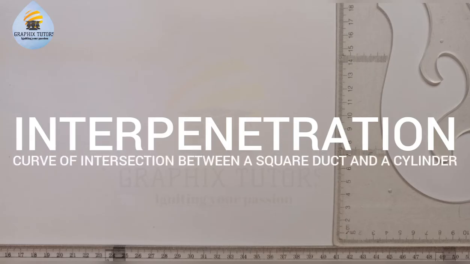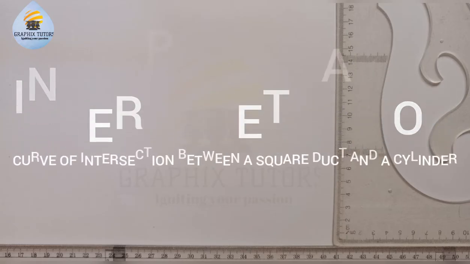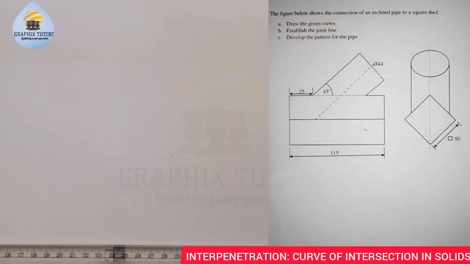If you look at the right hand side of the screen, you see a question, and the question is based on intersection in solids. And the question goes like this. It says the figure below shows the connection of an inclined pipe to a square duct. Draw the given views, establish the joint lines, and develop the pattern for the pipe, right?